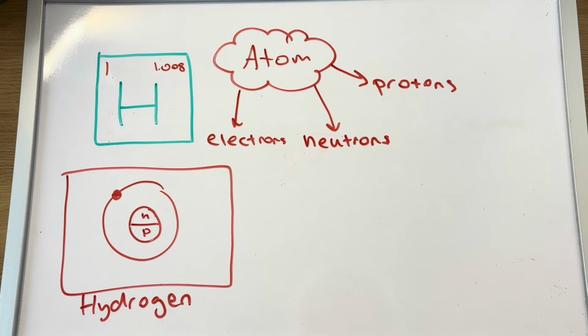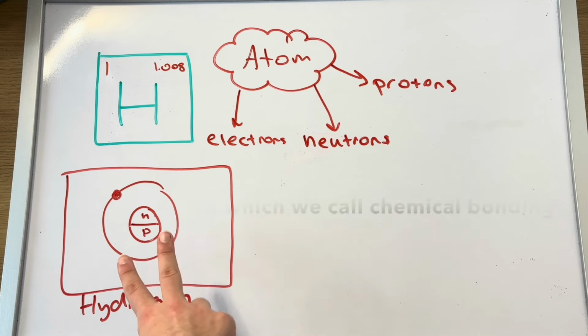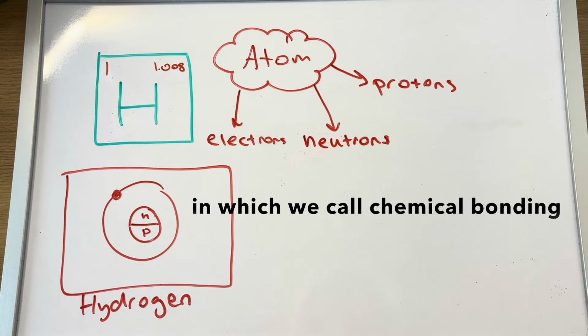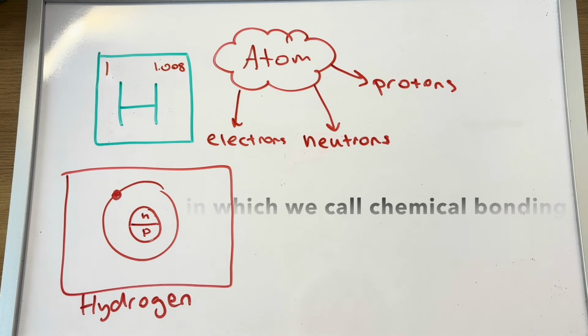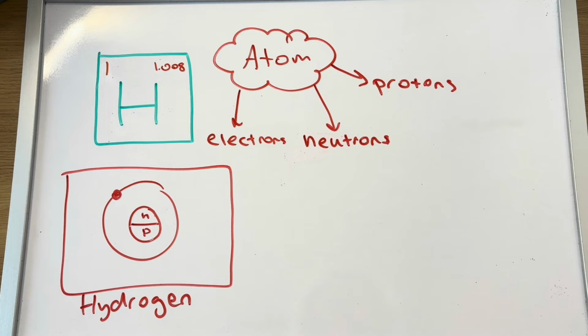So it will try to give the electron away or try to take another electron, in order for there to be two electrons within the orbit for it to be stable and, I guess, happy enough. But we're going to go more into that in the next video.